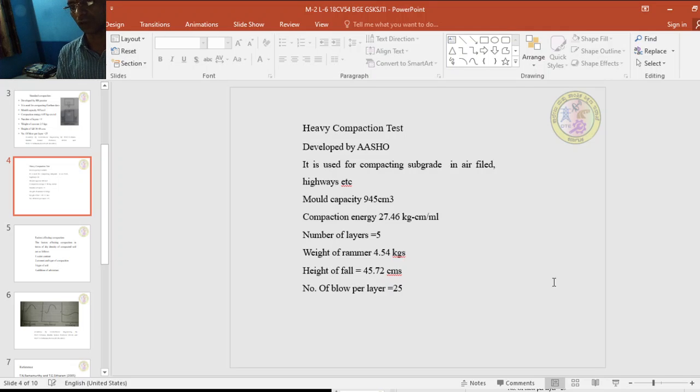Again mix it thoroughly and compact it in 3 layers for light compaction and 5 layers for heavy compaction, using the specified rammer and height of fall. Afterwards take the weight. As the number of trials increases, the weight of the mold also increases, because the air voids are replaced by water, and the density of water is higher than the density of air. So from the second trial to the third trial, weight increases and density increases.